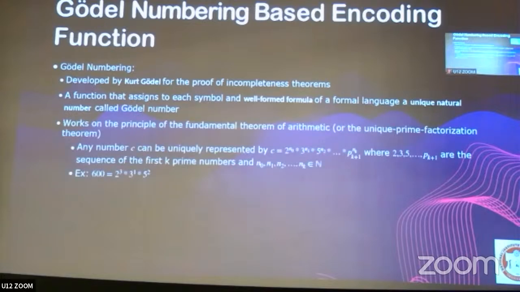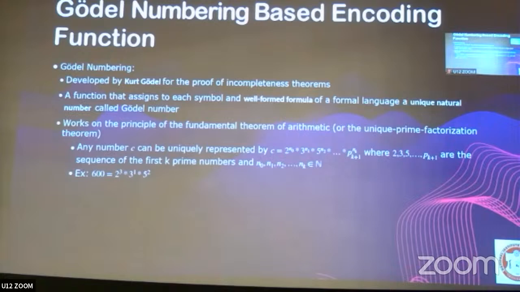You can think of it in this way. You can take a number, say C, any real number, and convert it into powers of sequential primes, just like 2 to the power n0 times 3 to the power n1 and so on, where 2, 3, 5 are the series of prime numbers that are to be used in every case.